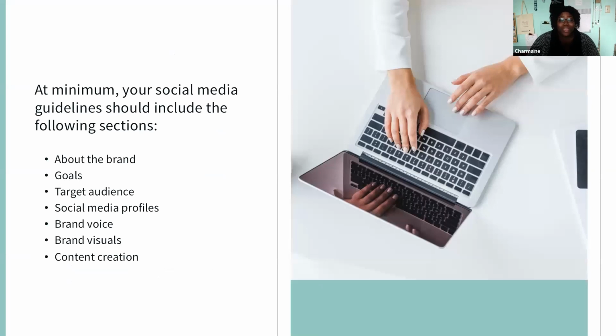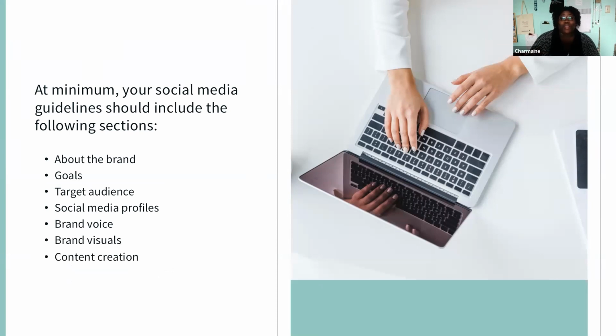So at minimum, your social media guidelines should include the following sections. A section about your brand, so a bit about the company. It should also include some of your goals, so your business goals that your social media can support, your target audience or who you're trying to sell or promote to.